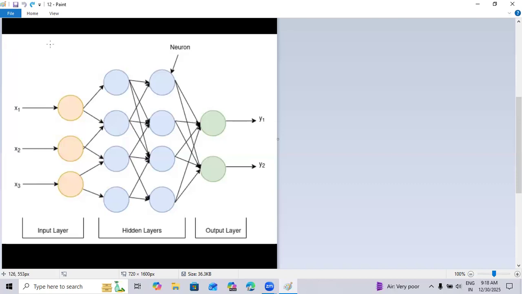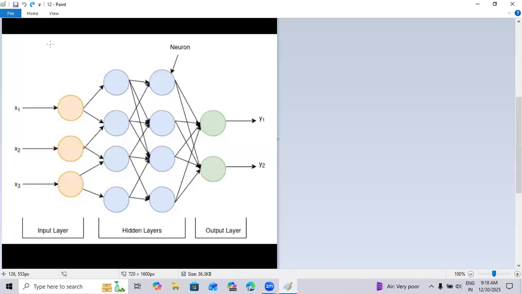Now we are starting with what is a neural network. A neural network is inspired by the human brain. Our brain is made of neurons. Each neuron receives signals, processes them, and sends an output. Similarly, an artificial neural network is made up of artificial neurons.